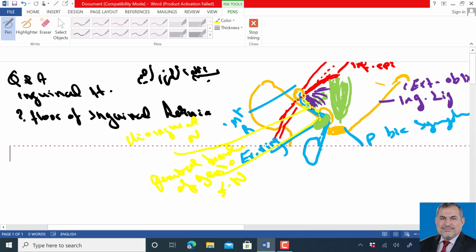What comprises the Hasselbalch triangle? Inferior epigastric vessel, the border of rectus abdominis muscle, and the inguinal ligament. This is Hasselbalch triangle. The hernia inside the Hasselbalch triangle is called direct hernia, while that outside the triangle from the internal ring is called indirect hernia.